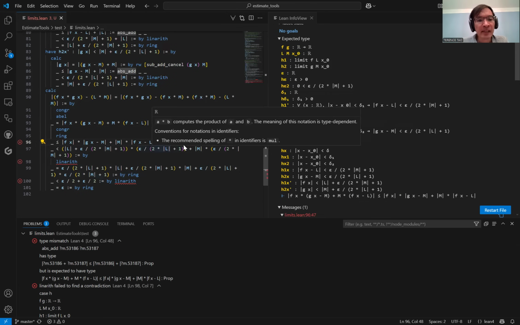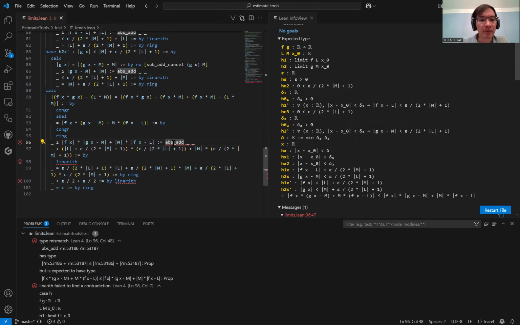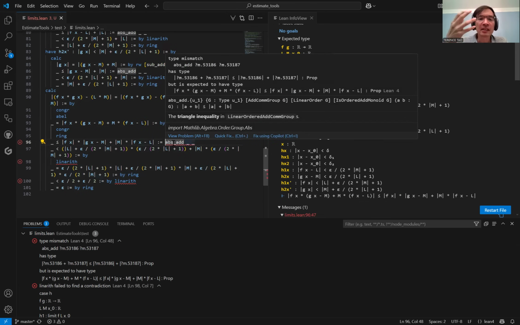All right, abs_add is a triangle inequality. By the way, in Lean, you may think the names of these lemmas are a bit weird. This lemma is saying that the absolute value of a plus b is less than or equal to the absolute value of a plus the absolute value of b. So you ask, why don't you just call it the triangle inequality? They call it abs_add because that's a unified naming system. It makes it easier to find these inequalities if you're not using Copilot. The triangle inequality involves the absolute value of an addition. So the standardized name for it is abs_add.